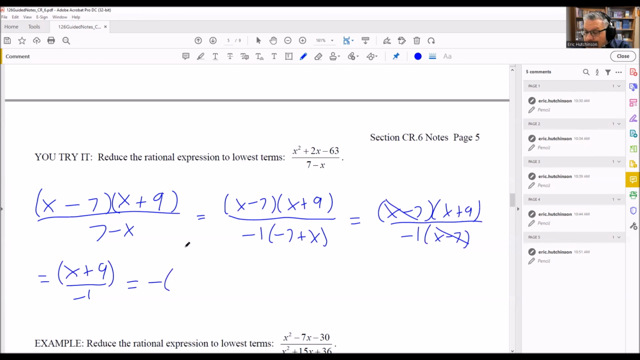Or again, you can just put a negative out front like that. Now, yes, you could also multiply that through if you wanted to, and you could also have negative x minus 9, but it's sufficient. You don't have to do that, though. You can just leave it in the factored form like we see here.